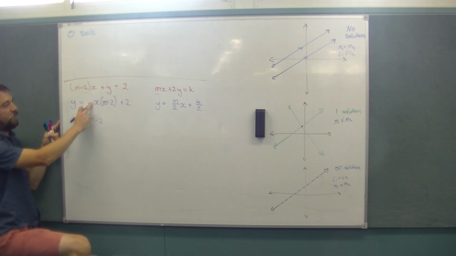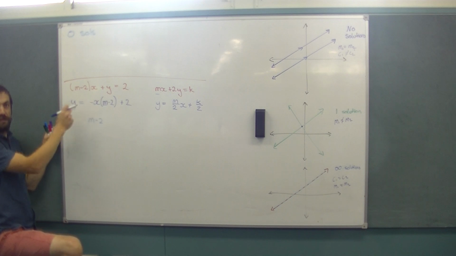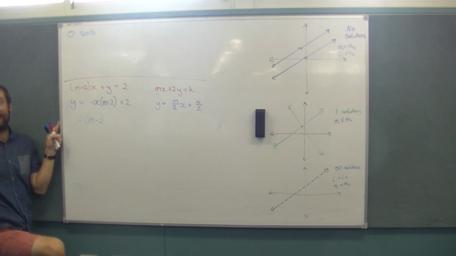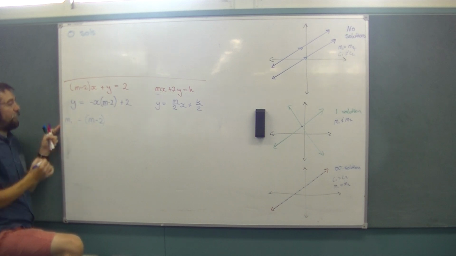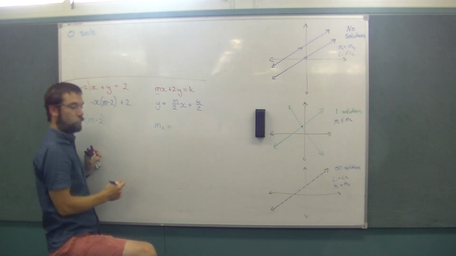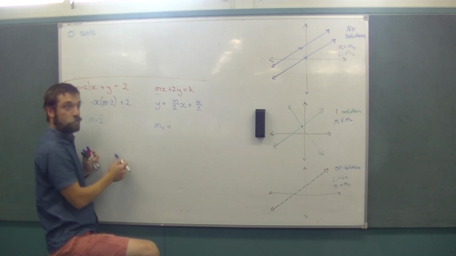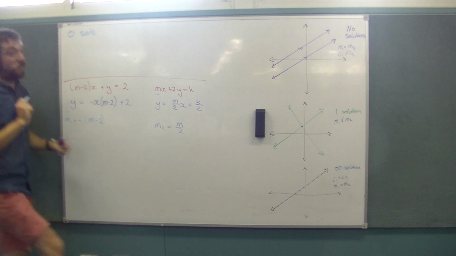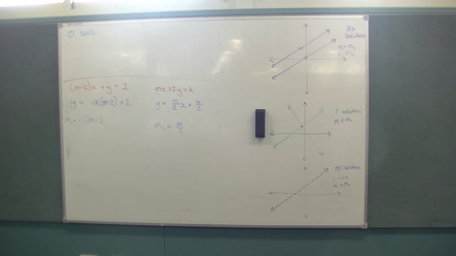What about that negative sign? It's negative m, so it's the whole thing. Whatever's multiplied to x is the gradient, isn't it? So we'll call this m1. What's the gradient of the second line? M over 2. It's the whole thing, whatever's been multiplied to the x is the gradient.